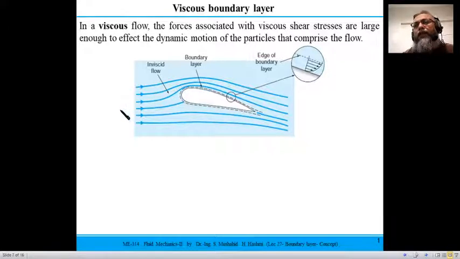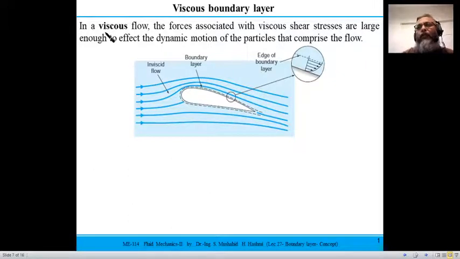So you see velocities at the upstream are uniform, and then the dashed lines represent a thin region which is very close to the wall. And if you see the enlarged view here, you see the velocity is not uniform; a sharp gradient takes place close to the wall.